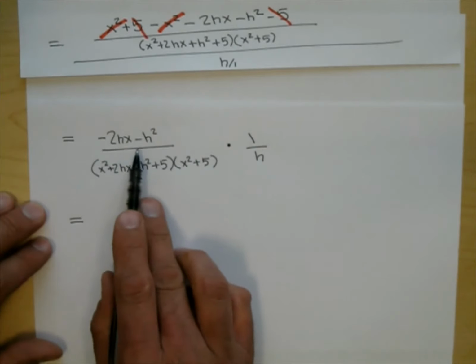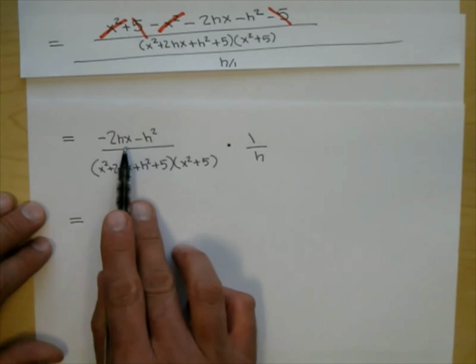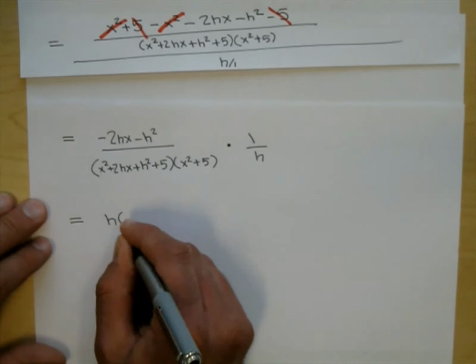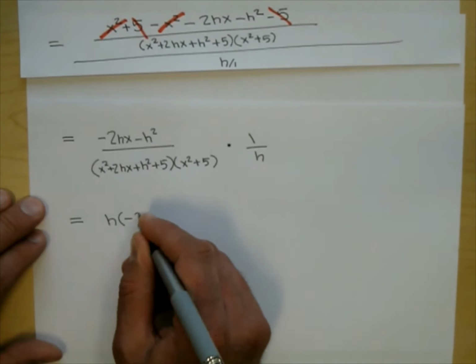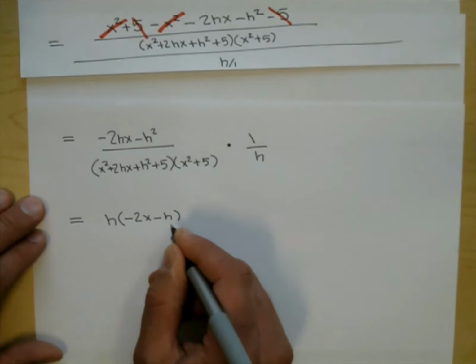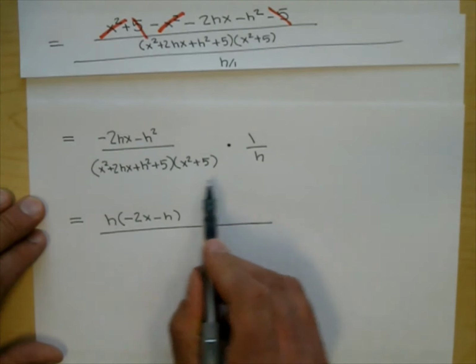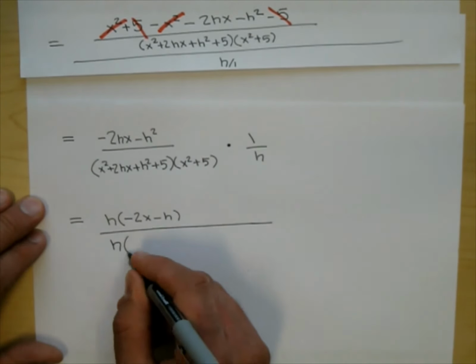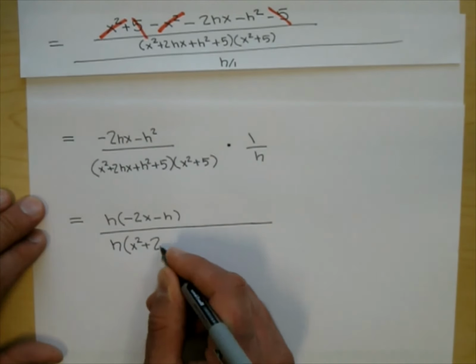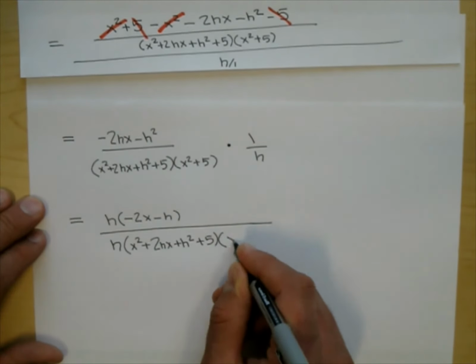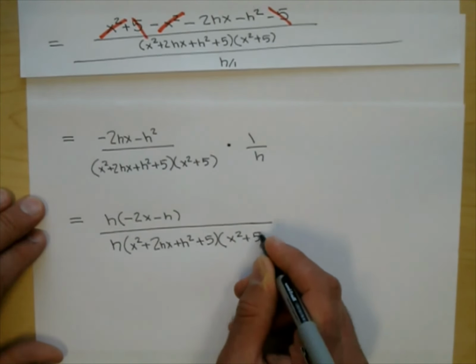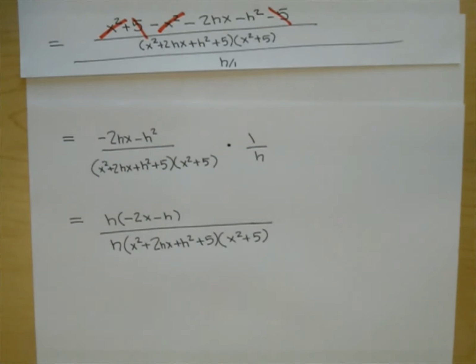Now the top, right here, this numerator, we can factor out an h. Some of you might argue, hey Joe, factor out a negative h. Tomato, tomato, it doesn't matter to me. I have negative 2x minus h. And on the bottom, I have the h times this, so I'll put the h right there. We have x squared plus 2hx plus h squared plus 5. This is getting tiring to write each step. Now look what happens. We have one term on the top and one term on the bottom. So I can cancel those h's.